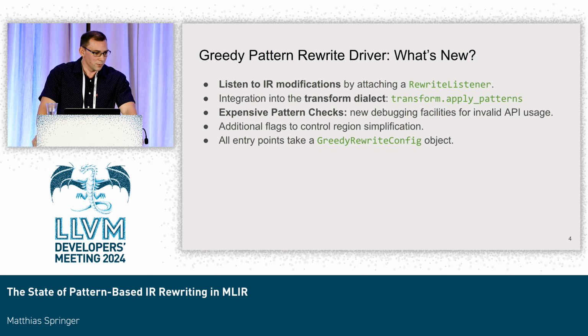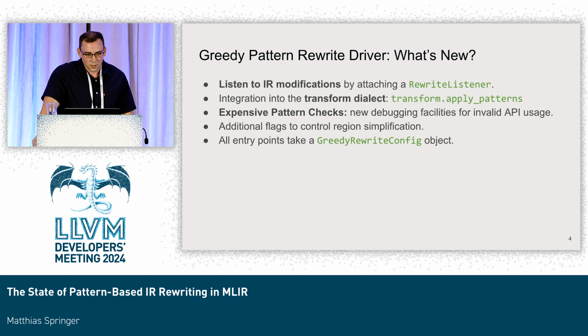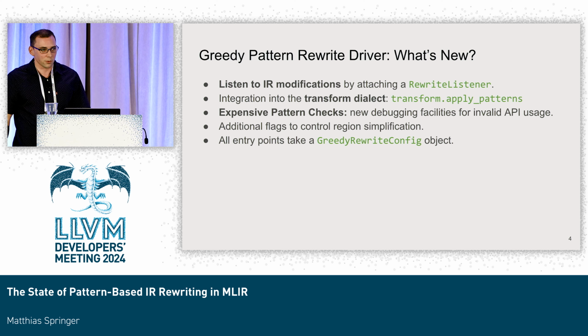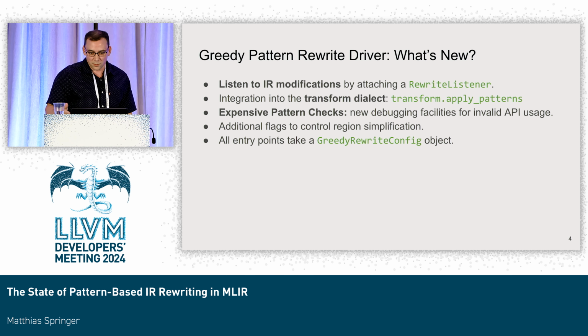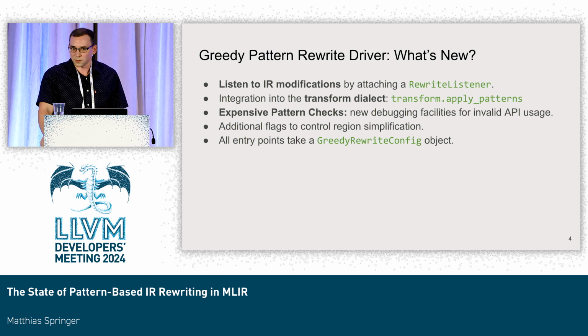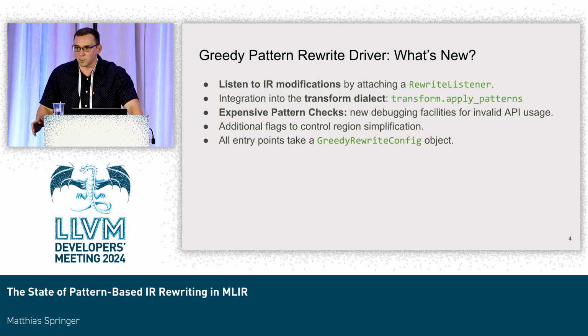So just a brief overview of what has happened in the last years, what's new. One thing that we added is listener support. So you can listen to changes that were made by the greedy pattern rewrite driver. This was needed to integrate the greedy pattern rewrite driver into the transform dialect. So there's this new operation, transform.apply_patterns, which allows you to run a greedy pattern rewrite from a transform dialect script. There are these expensive pattern checks. There's a new kind of debugging API or extra debugging checks, which helps you find problems with your rewrite patterns. I'm going to show an example for that later.